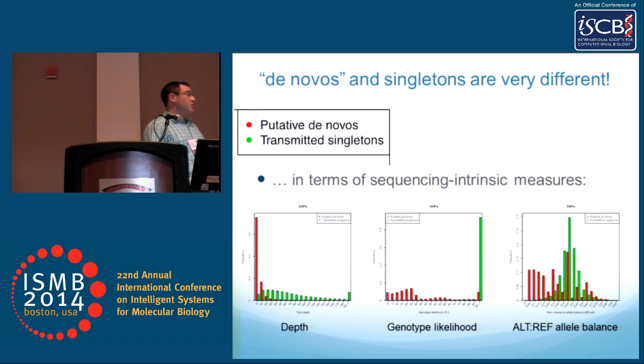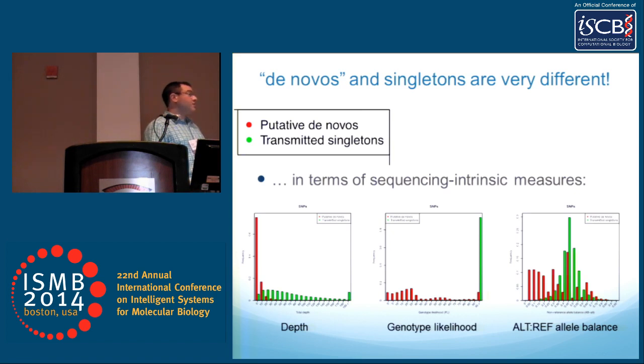Similarly, if we look at these genotype likelihoods, which are a statistical, quantitative measure of how likely it is to have a particular genotype, in this case the heterozygous genotype, we see that these de novos tend to have really low likelihoods in the model. That model takes into account the base qualities and other sequencing metrics that are in the data that comes off the machine in the FASTQ files. And we see that the transmitted singletons have much higher likelihood. So we're going to want to filter on these metrics.